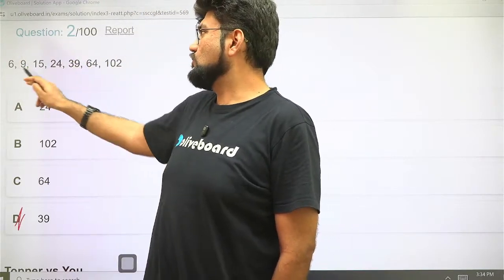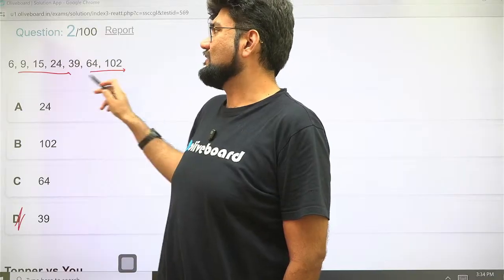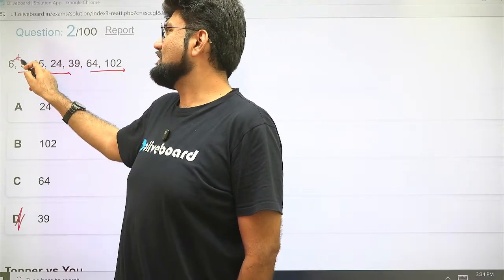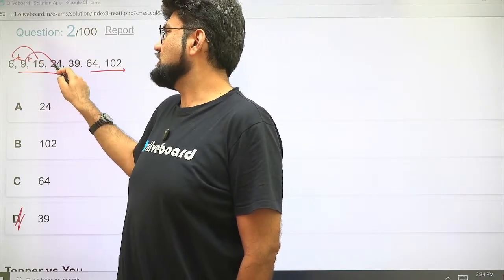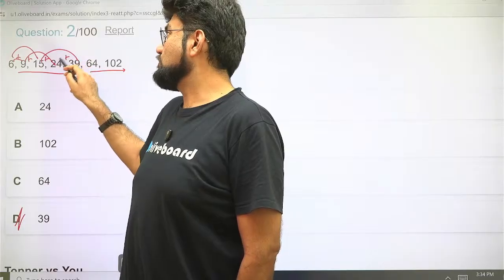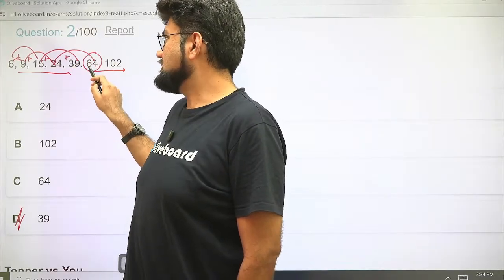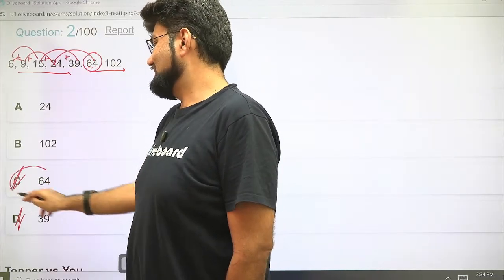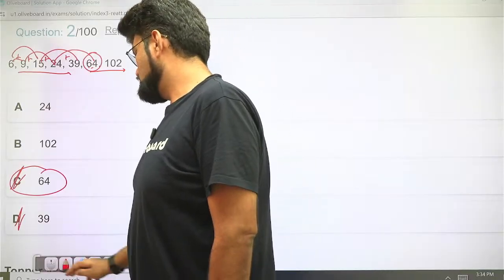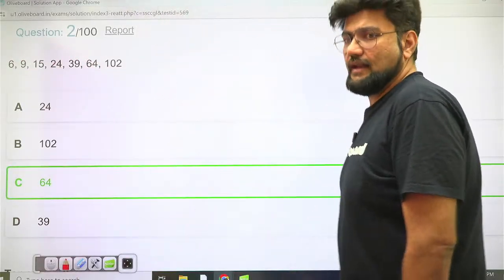Always don't conclude based on one side only. You'll have to verify it here. See, 6 plus 9 is 15. 9 plus 15 is 24. 15 plus 24 is 39. 24 plus 39 is not 64, it's 63. So this is where the term is incorrect. Option C should be the correct answer here.